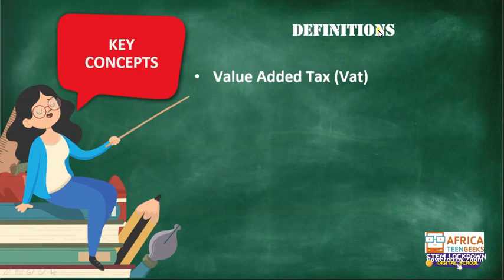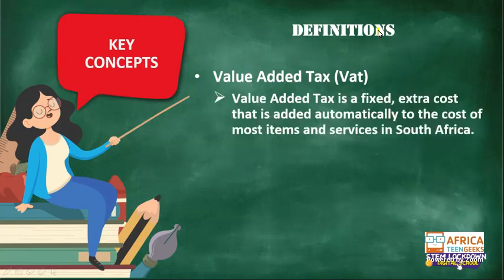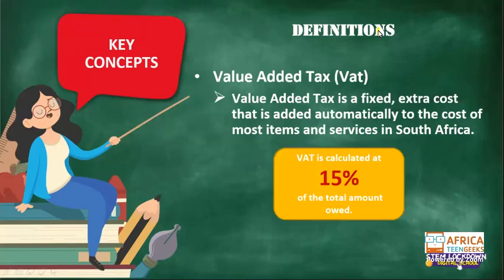It is tax that is added on to items. Okay, yes, value added tax is a fixed extra cost. There we go, very nice, Megan, it is 15%. Yesterday, I made the mistake by saying it was 14. I was stuck in the past. So yes, it is a fixed extra cost that is added automatically to the cost of most items and services in South Africa.